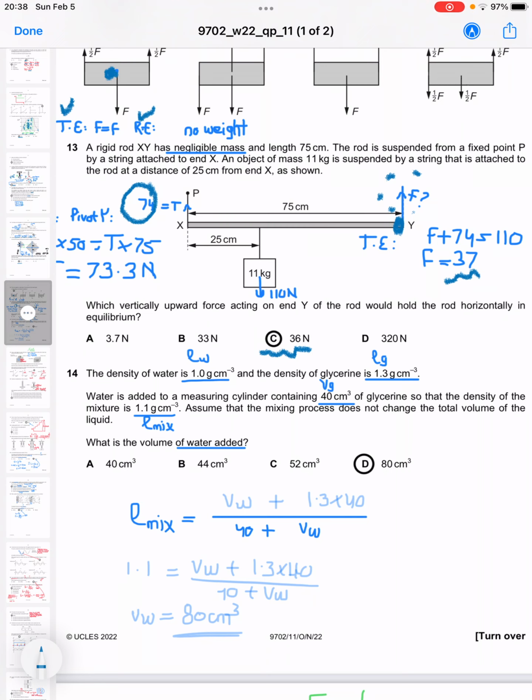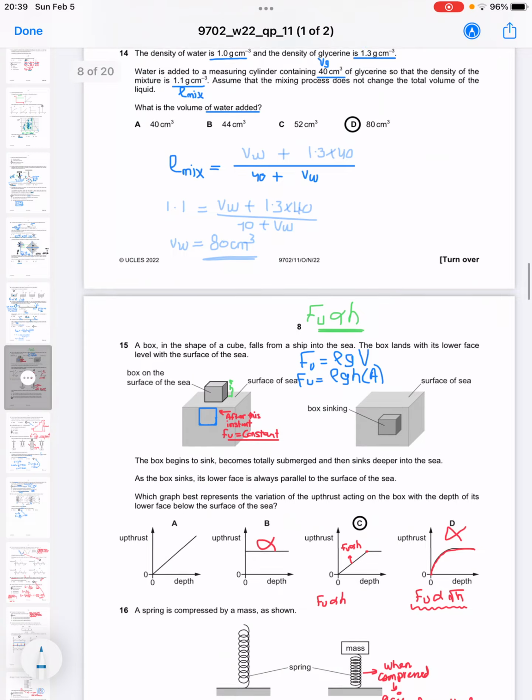So the density of the mixture is mass of water plus mass of glycerine over volume of water plus volume of glycerine. Those masses are not given, so we could find them by density equals mass over volume. So density into volume, just make it up and write in terms of volume of water and find the unknown, which is VW, volume of water. It makes up 80 centimeter cube. D is the appropriate answer.